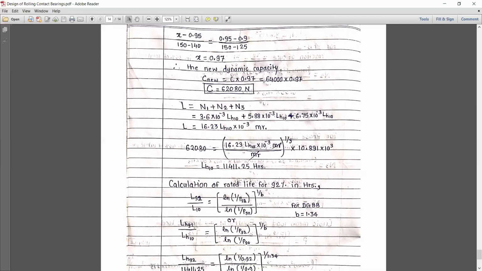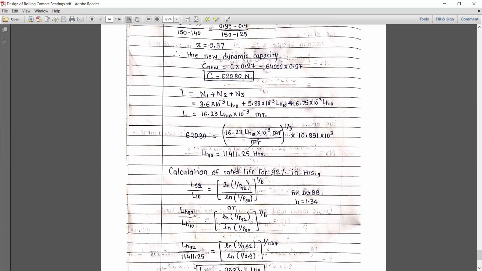Okay, so new value क्या मिला हमें, 62,080 न्यूटन, that is 6,208 kgf. Now the rating life based on phase number 1, 2 and 3, we have calculated L is equal to 16.23 LH10 into 10 raised to minus 3 million revolution. ये एक इक्वेशन हो गया. And using C is equal to L upon L10 raised to 1 upon K into P, इस इक्वेशन से हम लोग दूसरी वैल्यू फाइंड आउट करेंगे.